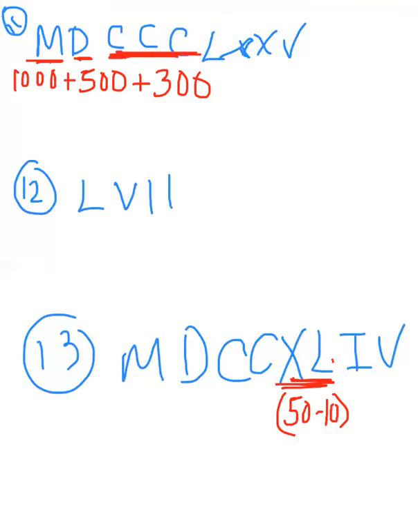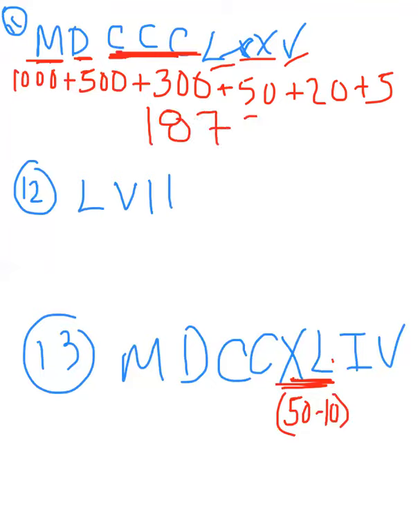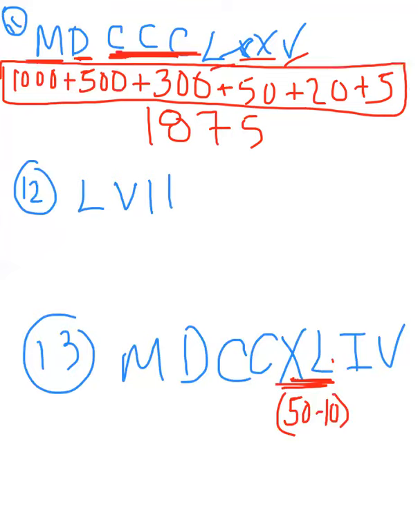It's all addition. The L is 50. The X's are each 10, so that's 20. And then finally you have the V, which is 5. So you just add all this up. 1,500, 1,800 plus 50, that's 1,850, 1,870, and then 1,875 when you add it all up. Just grab your calculator. Throw this into your calculator. Let the calculator figure it out, okay?